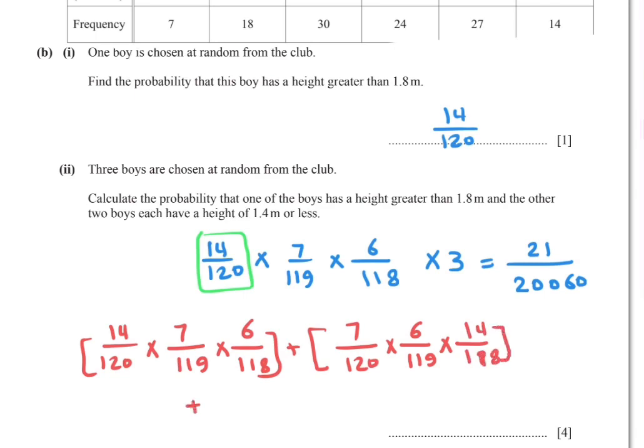And the last case, you can start with one boy with height 1.4 or less, so 7 over 120. And then one boy with height greater than 1.8, so 14 over 119. And the last one from the boys with height 1.4 or less, so 6 over 118. So these are the three cases. If you add them, you get the same answer.